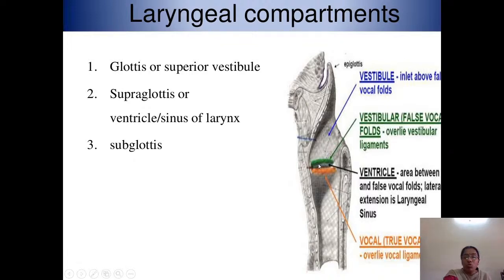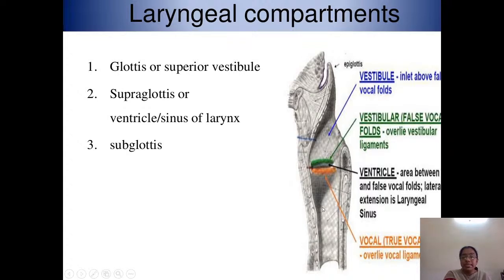In between the two folds, the vestibular fold and the vocal fold, is called the ventricle or the sinus of the larynx. Beneath it is called the subglottis part. Yes, I think you have understood. Vestibule or superior vestibule, sinus of the larynx, and subglottis part.